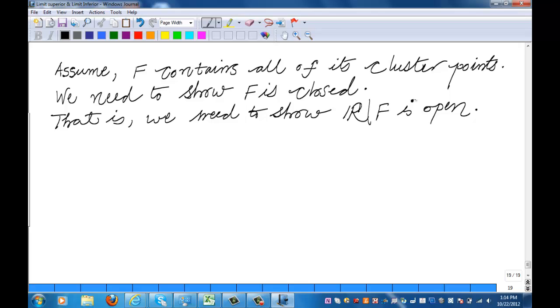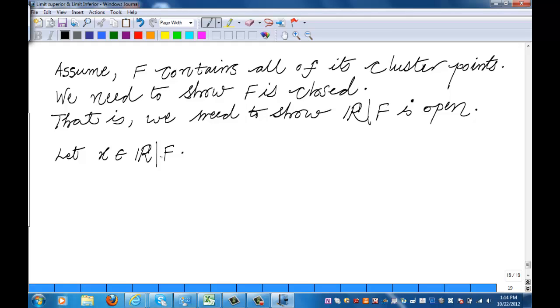Well, let's think about the following. As you said, let X be inside of this complement. As Joanna told us, to show that the complement of F is open, we have to show that X has a neighborhood, for any X, which is entirely outside of F, right? To show that R minus F is open. Well, why would that be the case? Well, X is in the complement of F.